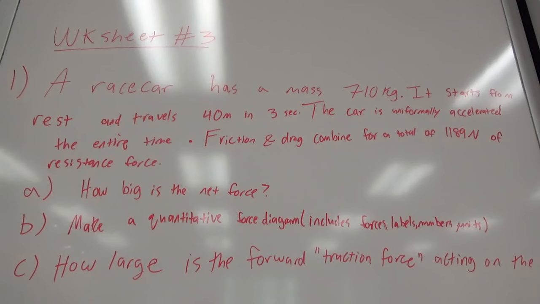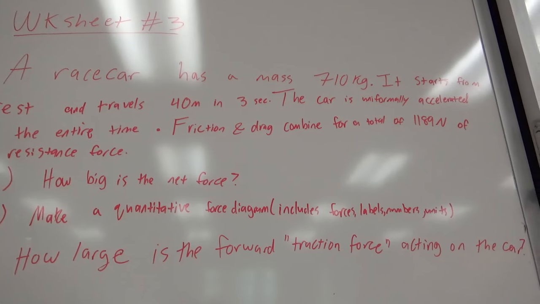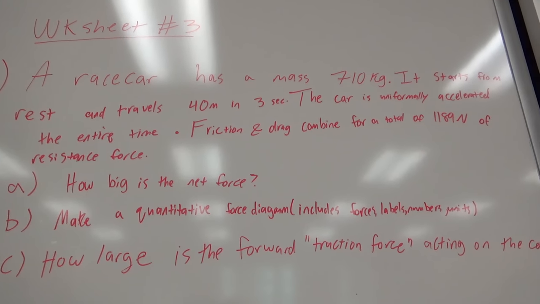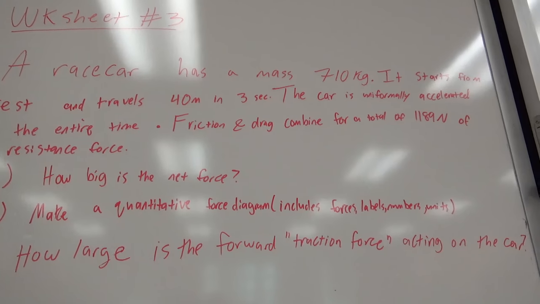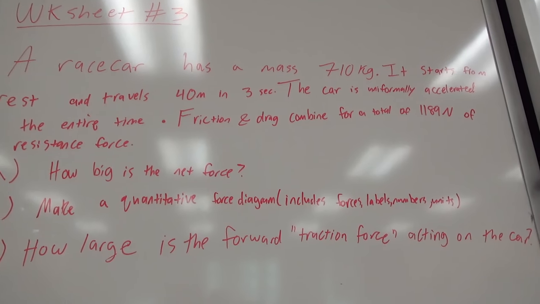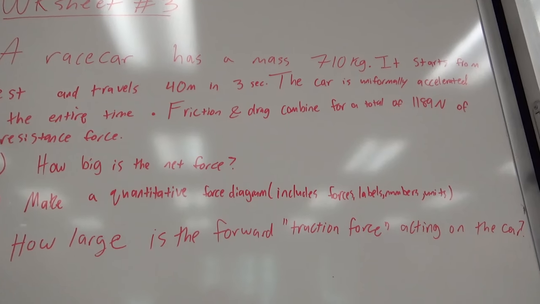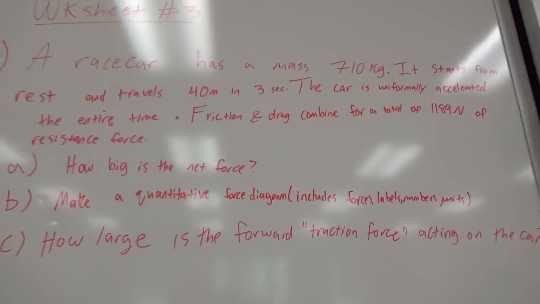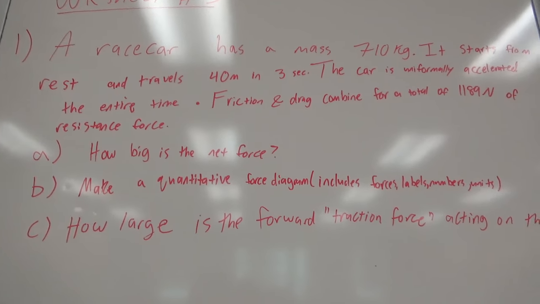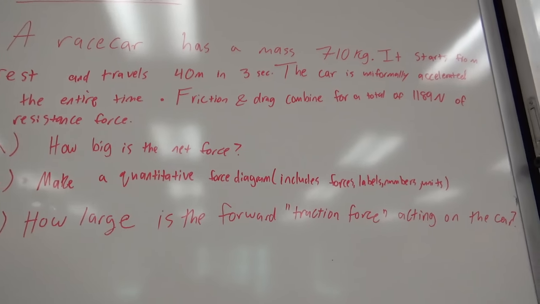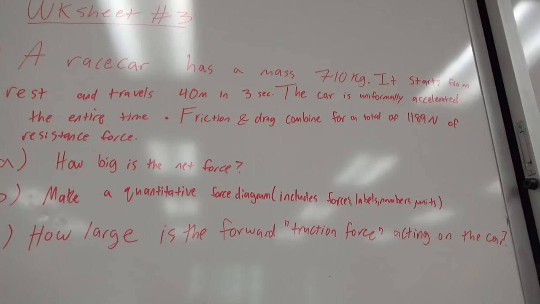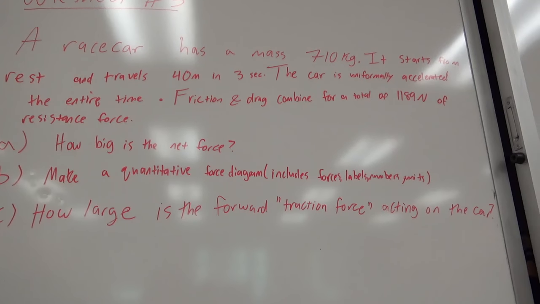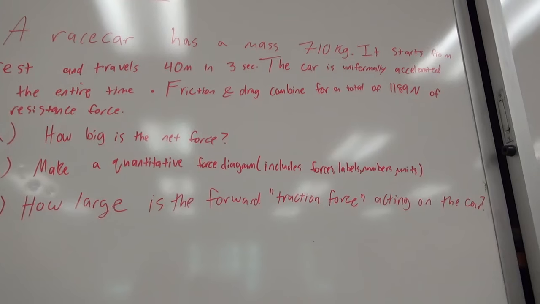So it says a race car has a mass of 710 kilograms. It starts from rest and travels 40 meters in 3 seconds. The car is uniformly accelerating in this entire time. Friction and the drag force combine for a total of 1,189 newtons of resistance force. So we can just say the drag force or the friction force, whichever one we want, as long as it's a resistance force.